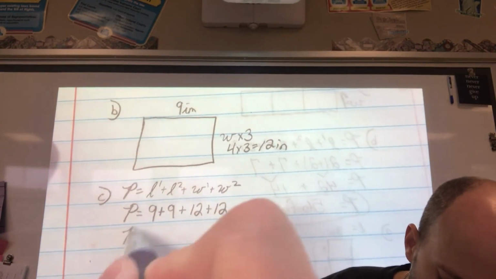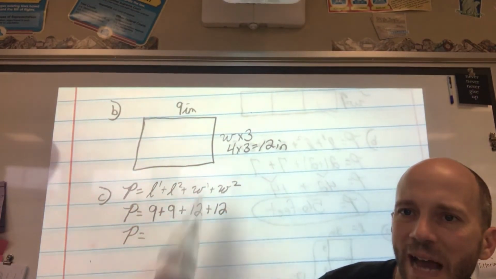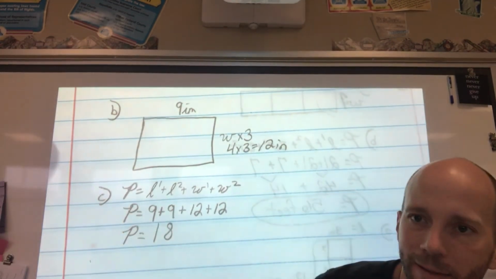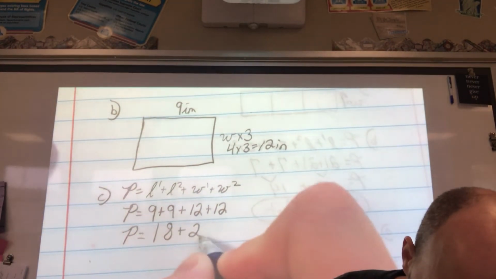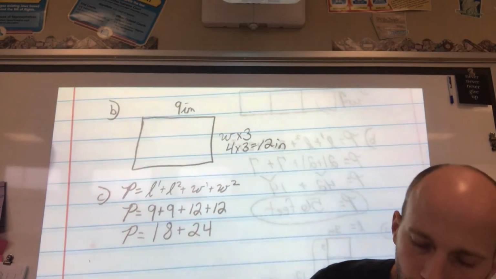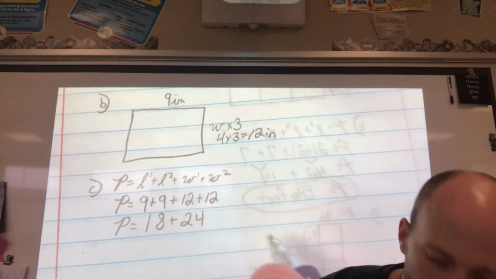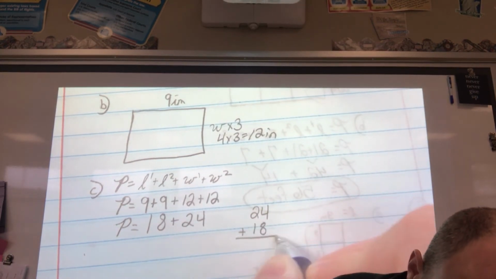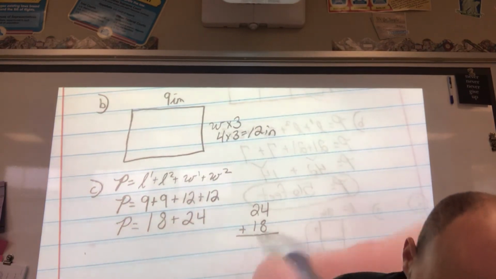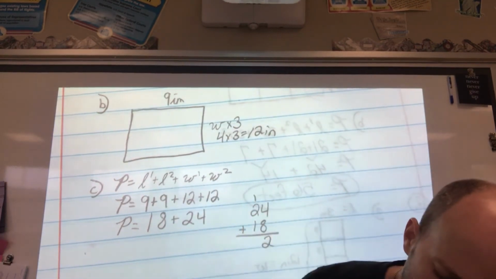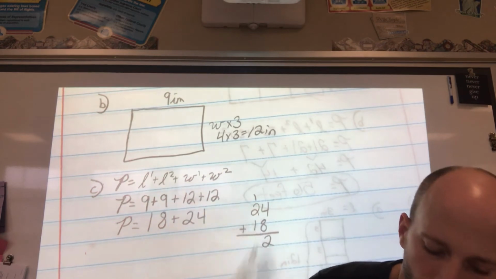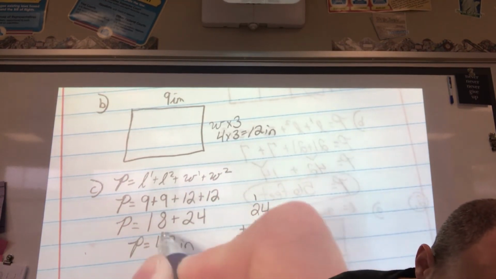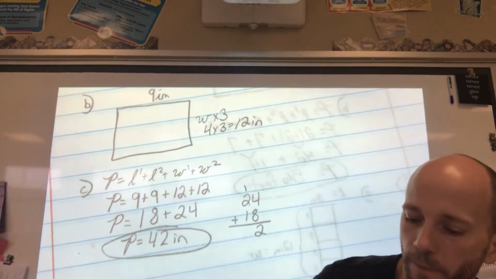So again, P is still my unknown. Notice I'm going down. Down, down, down. 9 and 9 is 18. 12 and 12 is 24. And this one you need to possibly work off to the side because you might realize you have a little bit of regrouping. 8 and 4 gives me 12. There's where my regrouping was happening. And then 2, 3, 4 give me my perimeter of 42 inches. And I'm going to circle that answer.